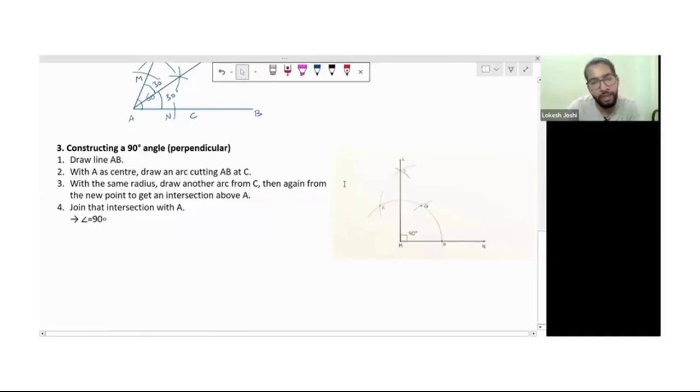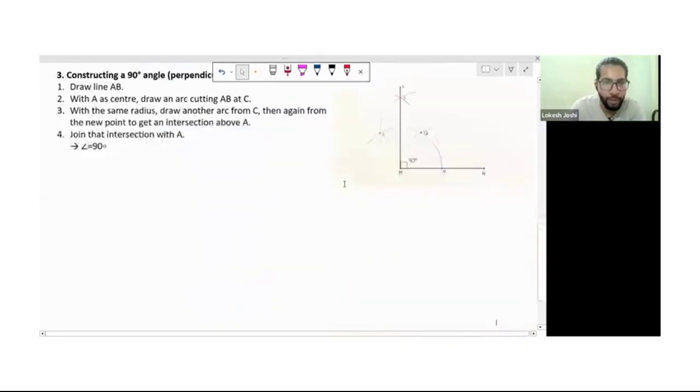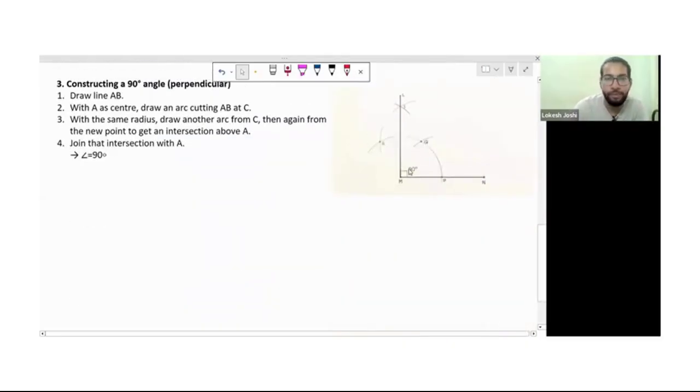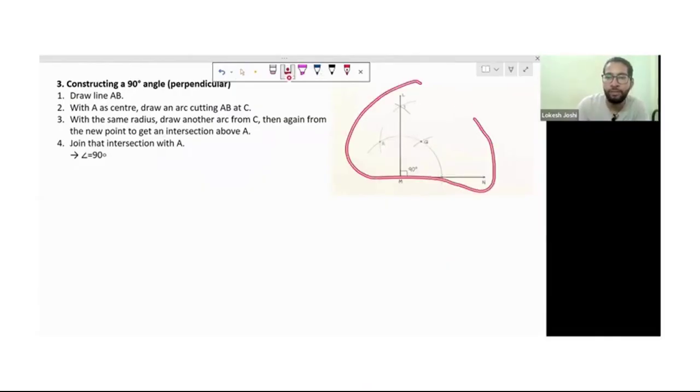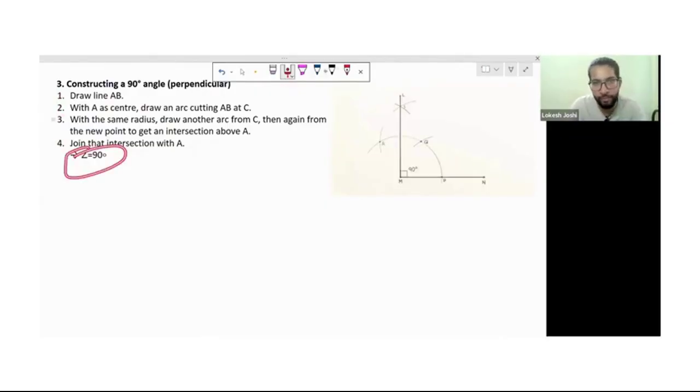Now the next part is that we have to construct an angle of 90 degree, which is a perpendicular angle. There is a diagram there which I have drawn; you can refer to this one. Otherwise, I am explaining all these points 1, 2, 3, 4 and after that we will be able to draw the angle of 90 degree. To construct the angle of 90 degree, first of all draw a straight line. Let us name it AB.